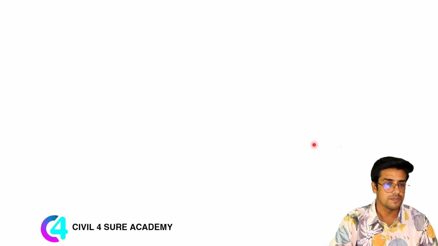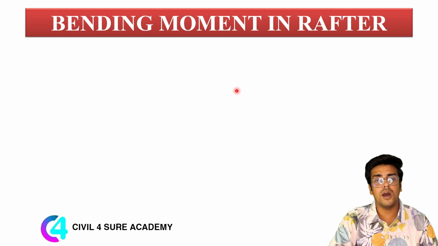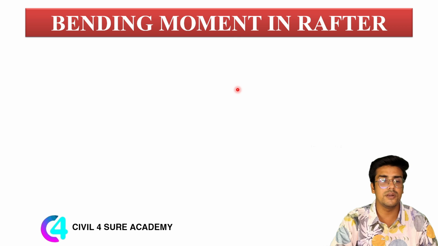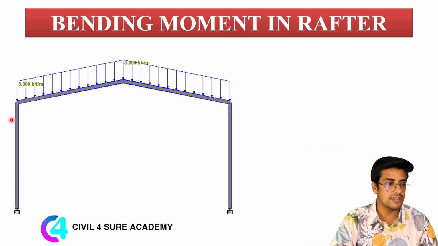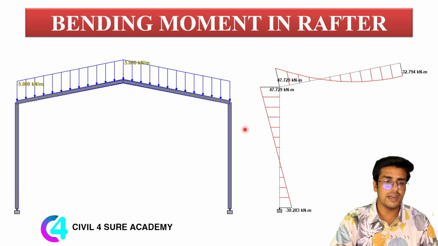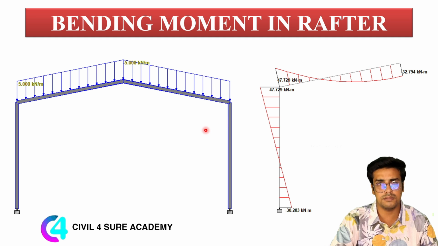Okay, now let's see how the bending moment in the rafter changes. The rafter is the main member which takes the load in our truss. This is a simple industrial shed, and it has a uniform I section right now. It has 5 kilonewton per meter of UDL on its top. If we analyze it, it shows a bending moment going something like this. I have not analyzed this for typical forces like wind load and earthquake. I have just analyzed it for its own self weight plus this UDL. Either way, you are going to get the bending moment as the same.